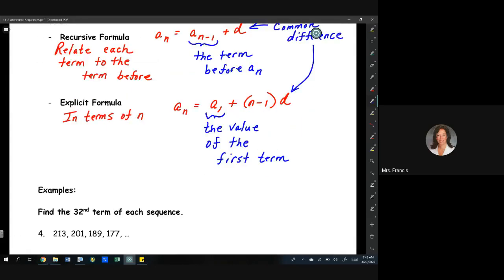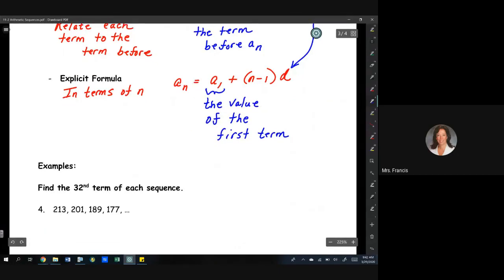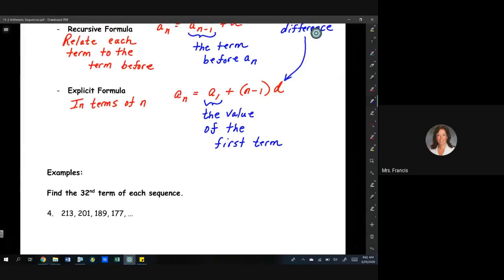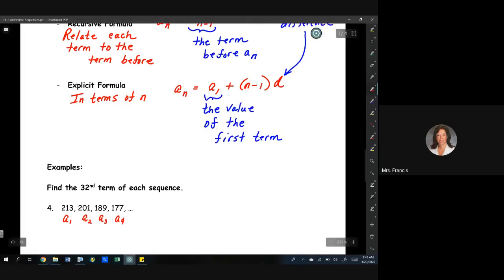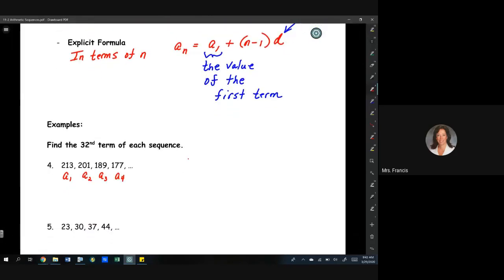All right, let's look at how we can use these. Now notice I said, very important, the recursive formula relates to the term before. So it says find the 32nd term of each sequence. Well, we have a sub 1, the value of the first term, a sub 2, a sub 3, a sub 4. If we wanted to use the recursive formula, we would need to know the value of the 31st term. So we know right out of the gate we can't use the recursive formula. We're going to have to use the explicit formula. So I'm going to write the explicit formula down here.